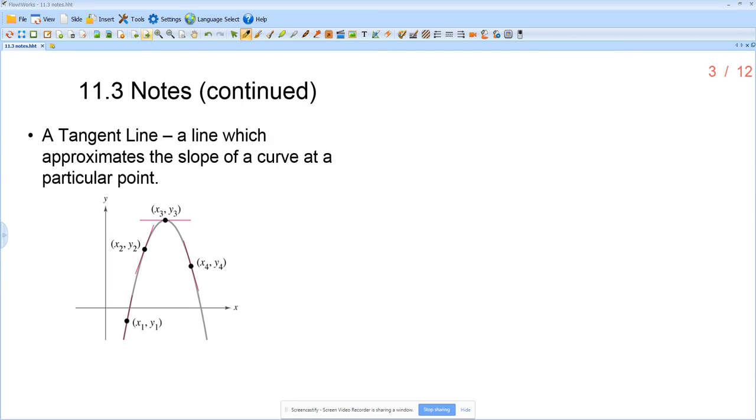A tangent line is a line that approximates the slope of a curve at any particular point. To explain a little bit here, something that you guys are used to is looking at a linear function. If I said that this linear function, f of x, is equal to 2x plus 3, you would say that m here is 2, which is the slope.